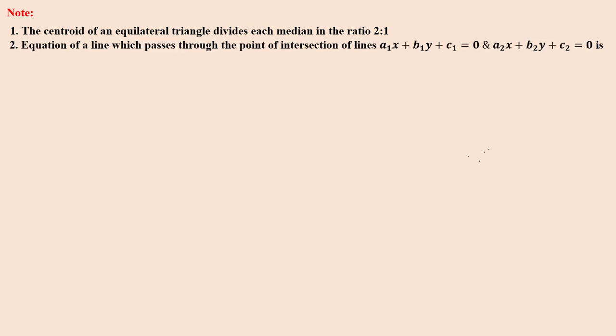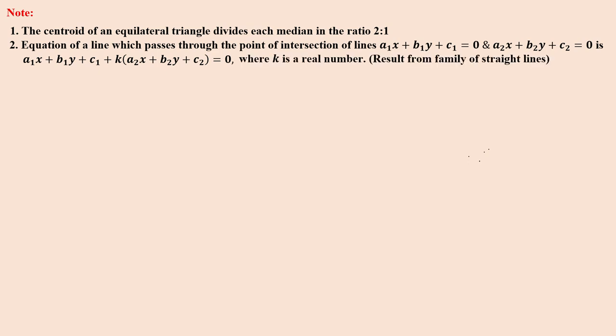Equation of the line which passes through the point of intersection of the lines a1x + b1y + c1 = 0 and a2x + b2y + c2 = 0 is a1x + b1y + c1 + k(a2x + b2y + c2) = 0, where k is a real number. This is from family of straight lines, right?